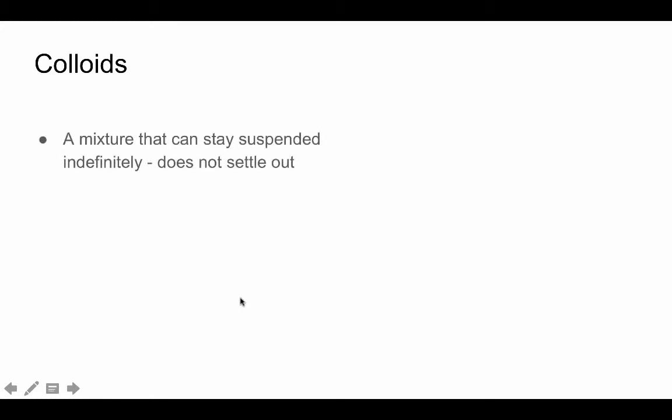The last type of mixture that we're going to be talking about is a colloid. Colloids are different because they're in between solutions and suspensions. It's a mixture that can stay suspended indefinitely, so it doesn't settle out. So it's not a suspension, but it's not truly a solution either, even though it might look like a solution.